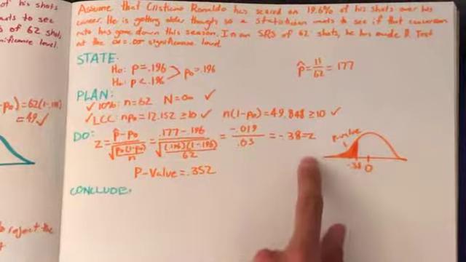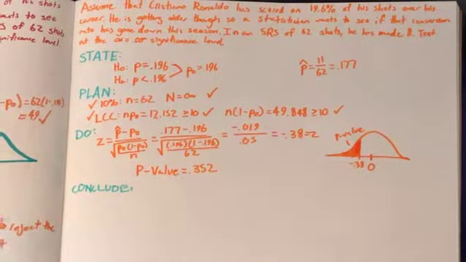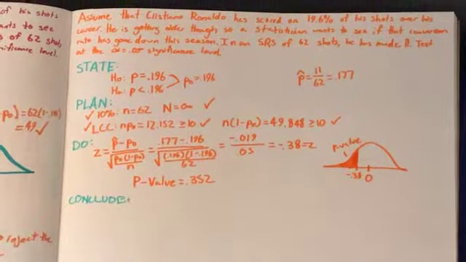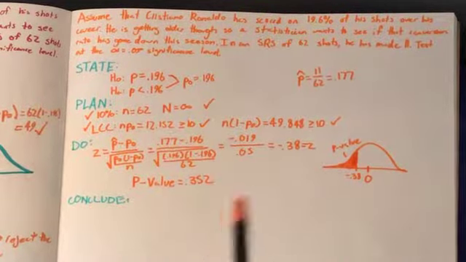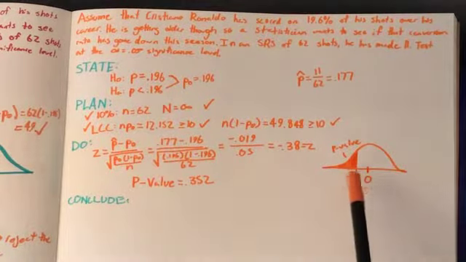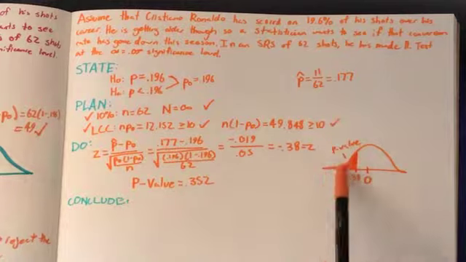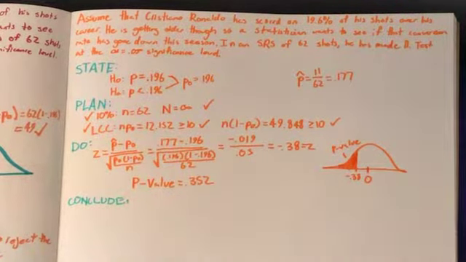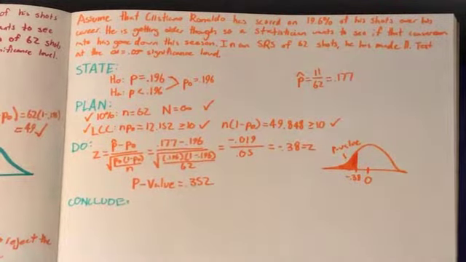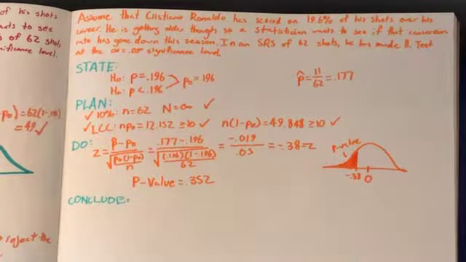So you found your test statistic, which allows you to find your p-value. We interpret this p-value as saying that there's a 35.2% chance that we find something as or more extreme than negative 0.38, given that our null hypothesis is true. That's how you would interpret it on the test.